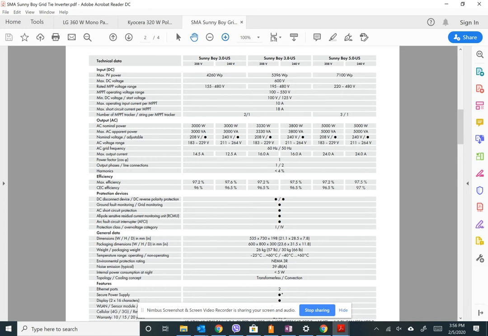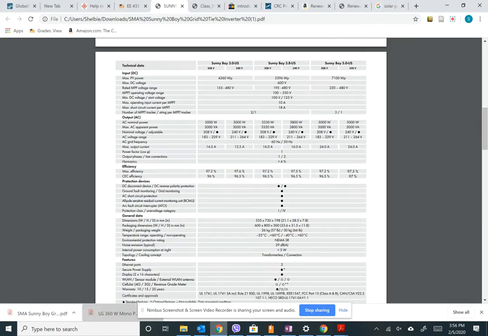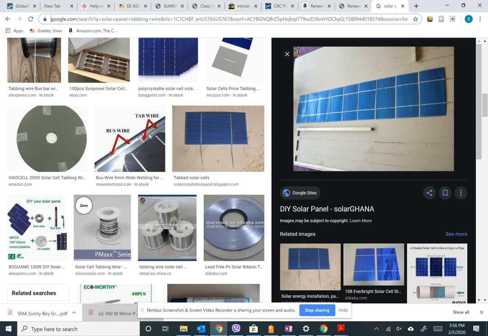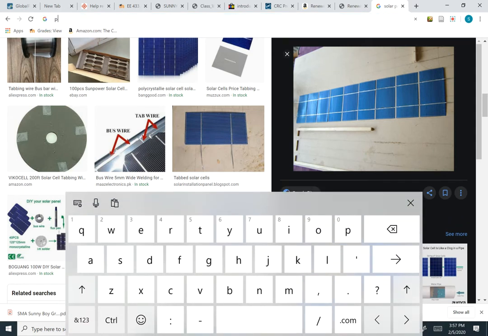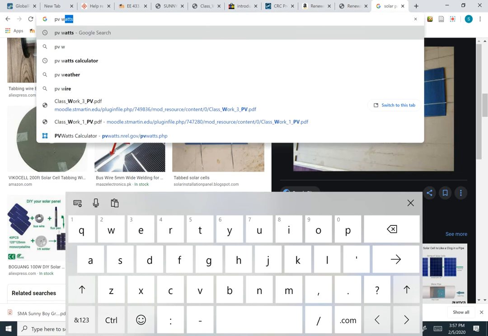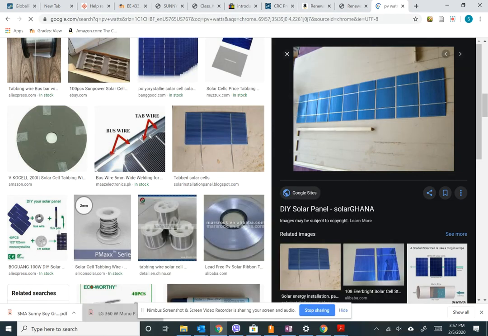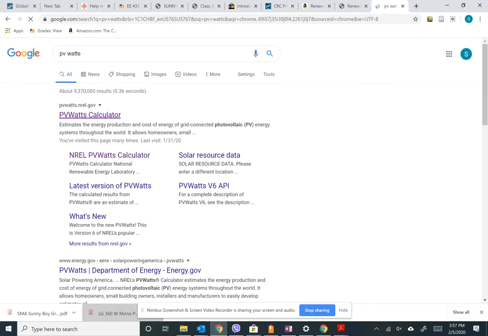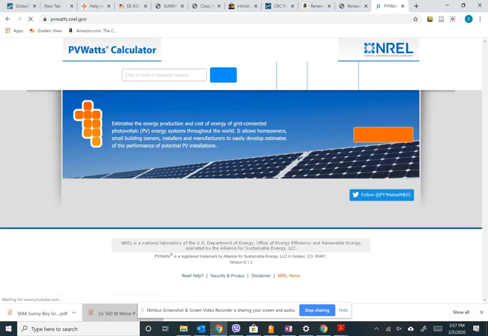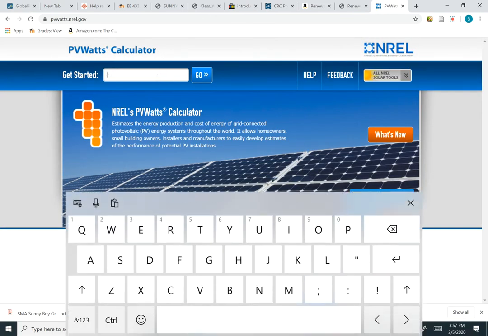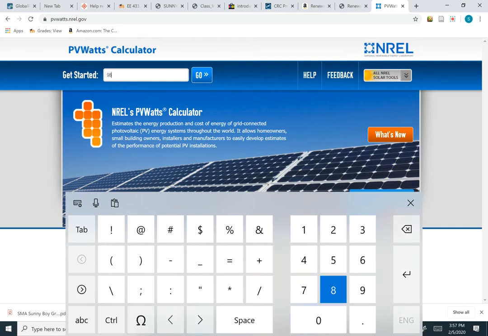We need to look at the coldest temperature in Olympia. So, you know, we can do that. And we can use PV Watts to do that because we're going to look at a typical meteorological year. Okay, so we're going to use that information. So I'm going to go to PV Watts. Okay, we're using it just to get some temperatures here. So I'm going to go ahead and type in the zip code for Olympia, 98501. Go.